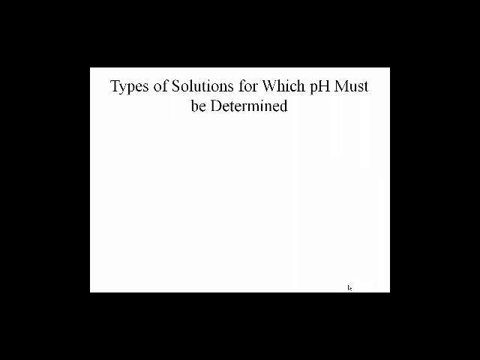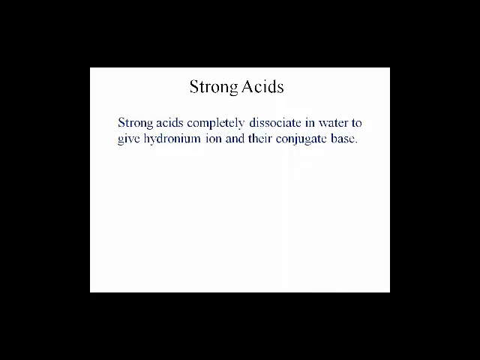The 5 different types of solutions are strong acid, strong base, weak acid, weak base, and buffer. What we're going to do is we're going to go through each type of solution, give you some pointers as to how to identify it, and then also how to solve the problem of determining the solution pH. So let's begin with strong acid.